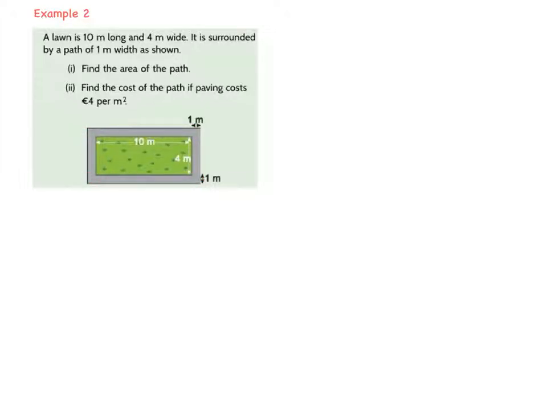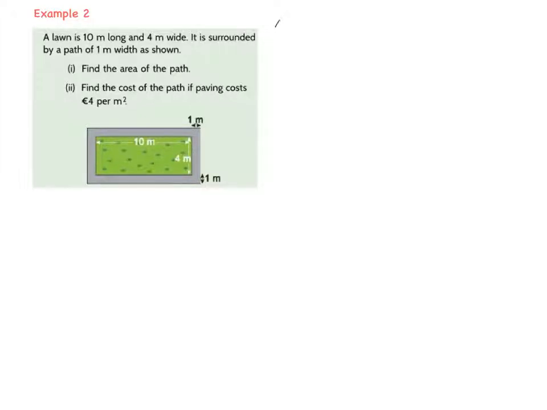First of all, we need to find the area of the path. So this area, how big is it? Only this surrounding here. How would you do it? We can actually find the area of this huge rectangle, find the area of this little rectangle, and take it away. And then we'll get the area of the surroundings.